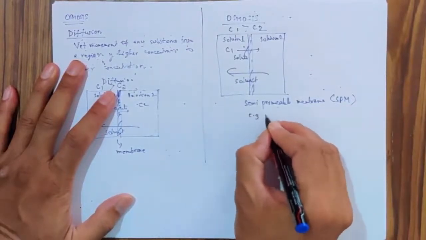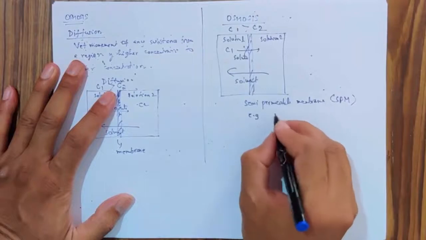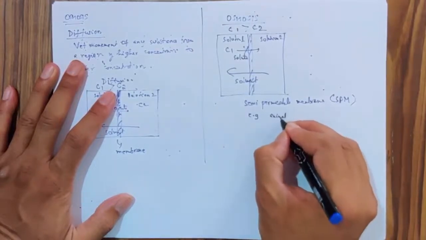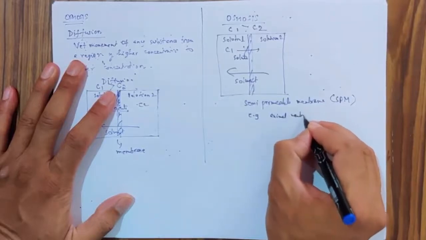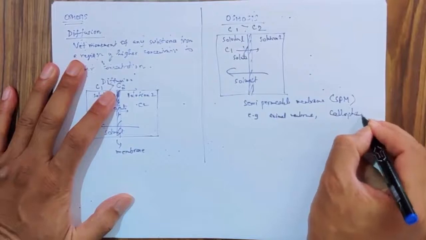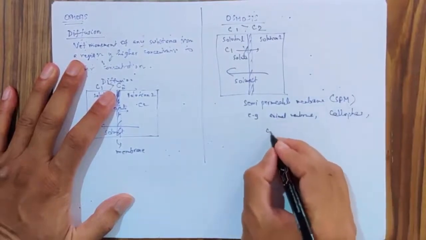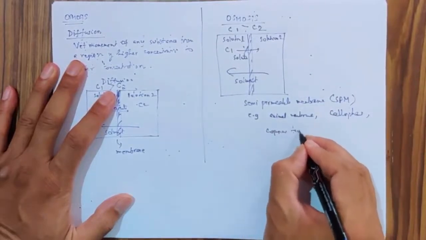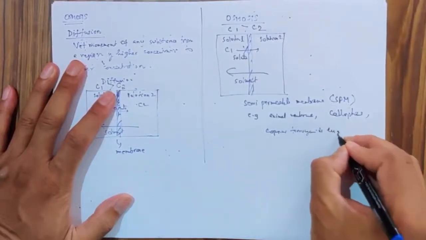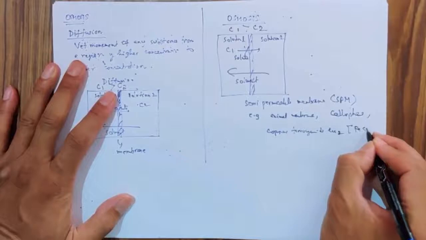Examples of SPM, semi-permeable membrane, are animal membrane, cellophane, copper ferrocyanide. Copper ferrocyanide, same structure is this. FeCN6.